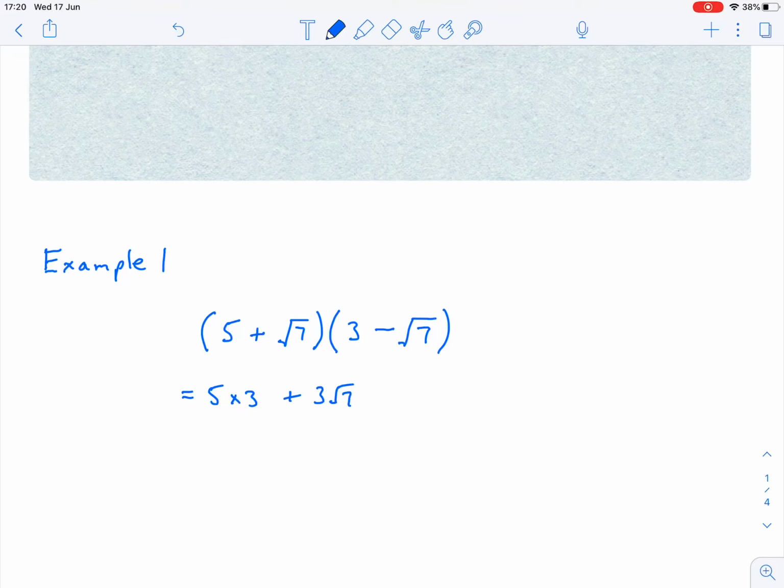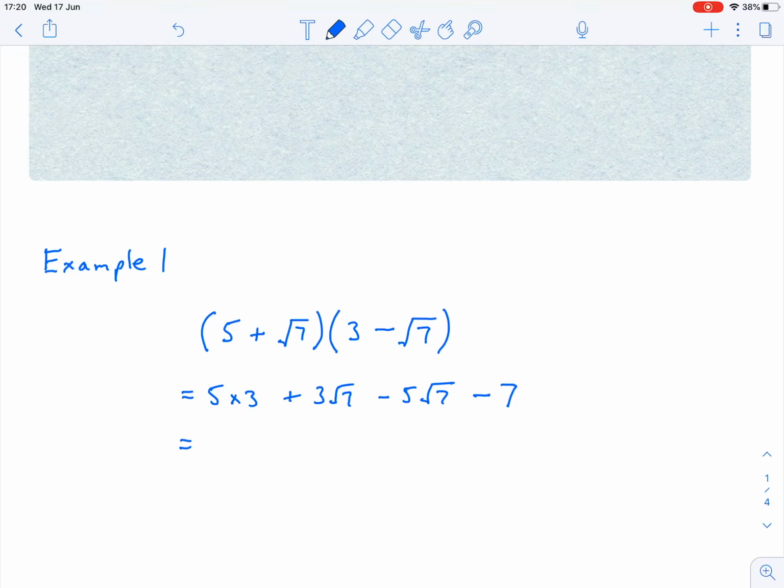And now I'm going to multiply the first bracket by the minus root 7. Minus root 7 times 5 is minus 5 root 7, a negative times a positive giving us a negative. Then the last bit, plus root 7 times minus root 7. Plus times a minus is a minus. Root 7 times root 7 is 7.